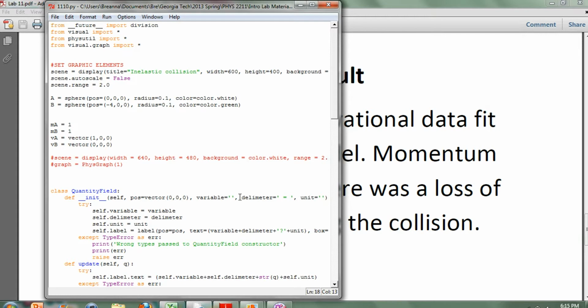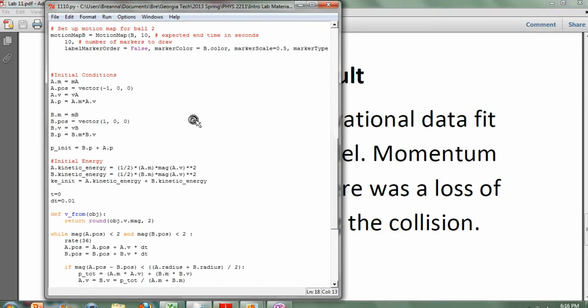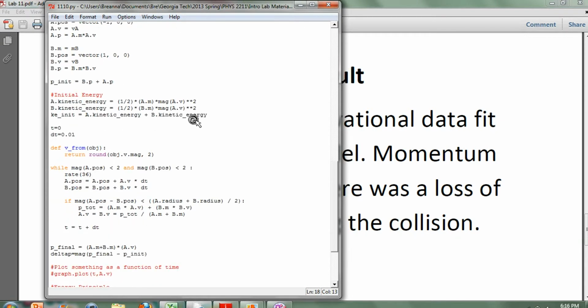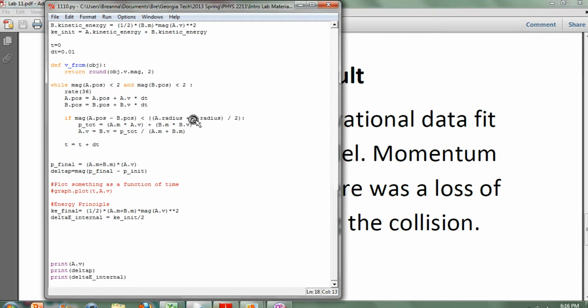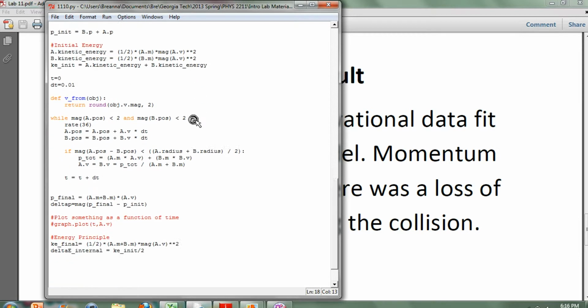So I'm going to start with my model, and I put in all the basic initial conditions. The mass of each object was 1. One would be moving with a velocity of 1 meter per second, and the other one would have a velocity of 0. I set those conditions and set all the energies with the correct equations, and I also set the momentum equations.